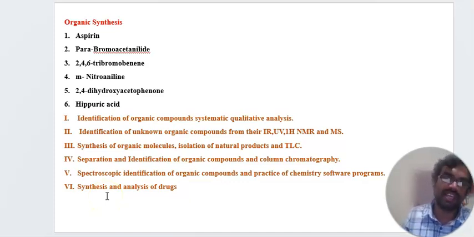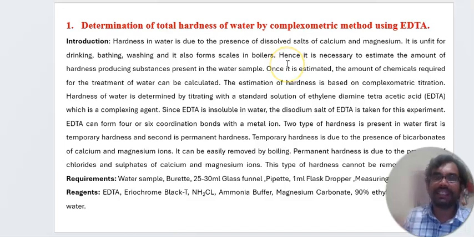Nowadays few colleges are giving more priority to engineering chemistry lab experiments. Now you can see the first experiment, the determination of total hardness of water by complexometric method using EDTA. This is a very good experiment, especially for engineering students. They need to understand the determination of hardness of water. Hardness of water means minerals like calcium or magnesium are present in the water.